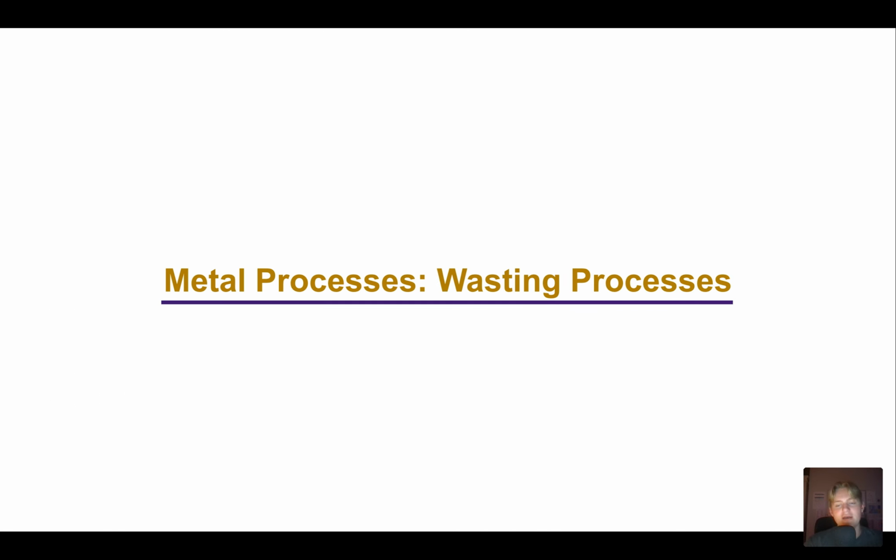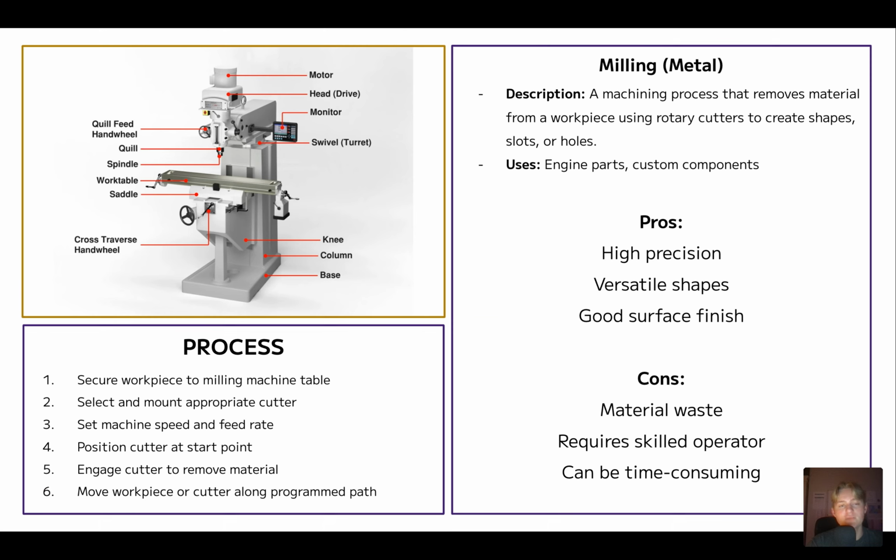Finally, we're going to look at metal wasting processes, and then I think I'm going to have a quick break before we do the wood processes. So the first metal wasting process is milling, which can best be described as a machining process that removes material from a workpiece using a rotary cutter to create shapes, slots, or holes.